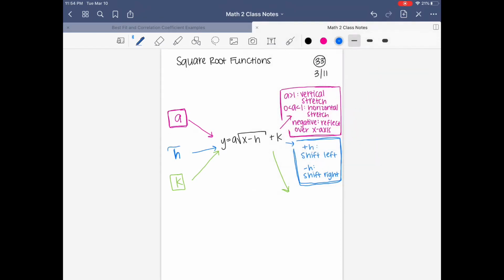And finally, what happens when we have a k value? Right, so there are a few options for k. If k is a positive number, so if you have a plus k, it does exactly what you would think. You shift up, similar to quadratics. If you have minus k, it's going to shift down. And that's all there is to k's.